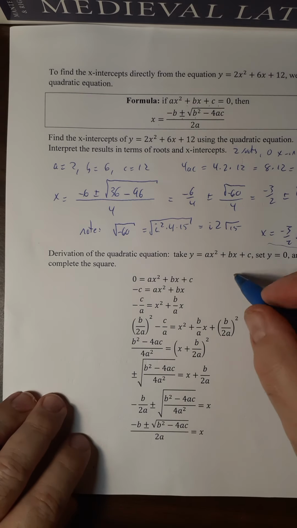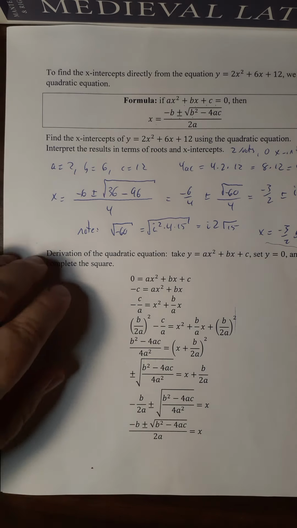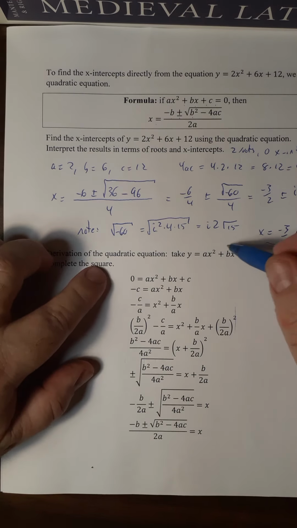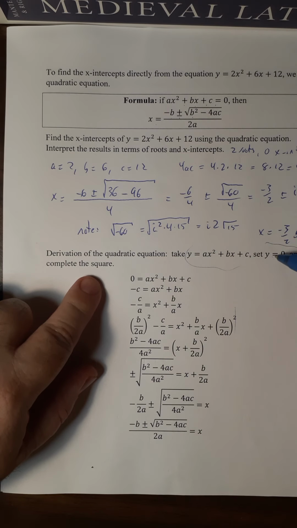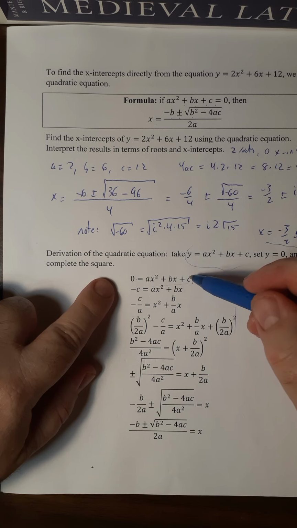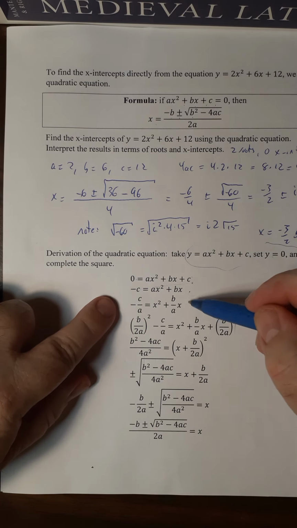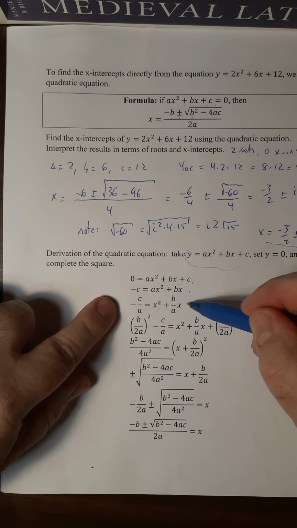So here's the derivation of the quadratic equation, which you're not expected to remember, but it's a good thing to see once in your life. So take this equation, set y equal to 0, and then complete the square. So 0 equals ax squared plus bx plus c. Subtract c from both sides, gets this equation. Divide both sides by a, so we just have an x squared there, and we have this equation.